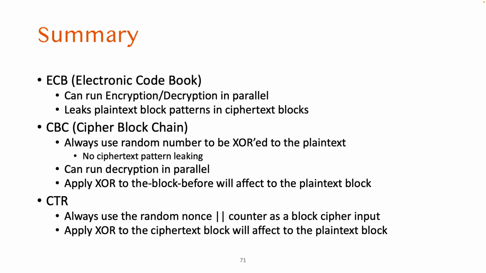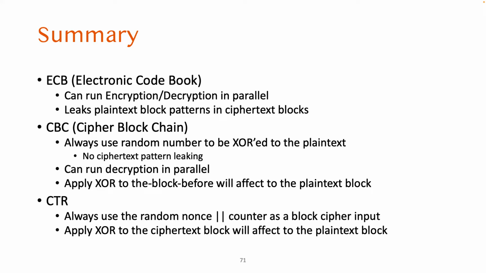So in summary, we learned about 3 different modes of the block cipher, and one is ECB. How we use ECB is that it directly uses a block cipher for encryption and decryption, and does nothing else. The good thing is that we can run encryption and decryption in parallel. But the problematic thing is that it leaks the ciphertext-plaintext pair pattern. And for CBC, to kill that kind of pattern leaking, we want to blend a random number into the plaintext every time. To do that, we need to prepare a random IV to be XOR'd to the plaintext first.